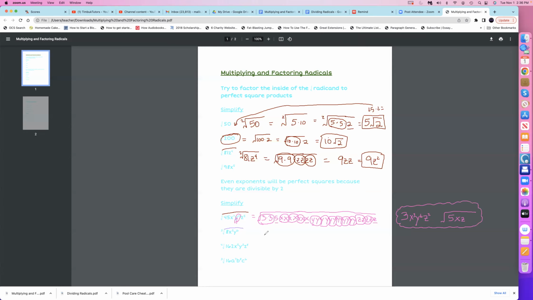Cube root of 8 x cubed y to the 6th. So this tells me, my root index tells me how many I need in the group before they can come out. So I have the cube root of 8, and 8 is 4 times 2. 4 times 2, or instead of 4, I can just write 2 times 2. So I can write 2 times 2 times 2 instead of the 8. 2 times 2 times 2, which gives me 8.